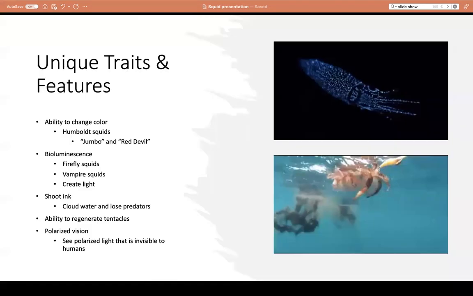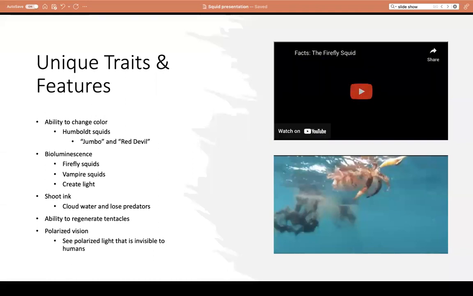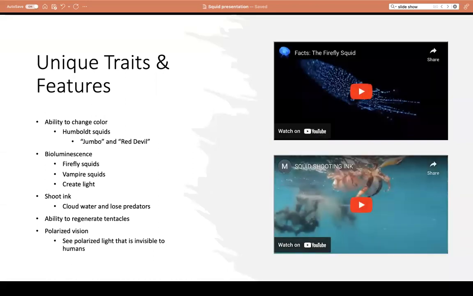Some unique traits and features are the ability to change color, as seen in the Humboldt squid. They are able to do bioluminescence. Firefly squids and vampire squids are able to do this. This is when they create light. They can shoot ink. This is to cloud the water and lose predators in case they feel like they're in danger. And they do have the ability to regenerate tentacles.